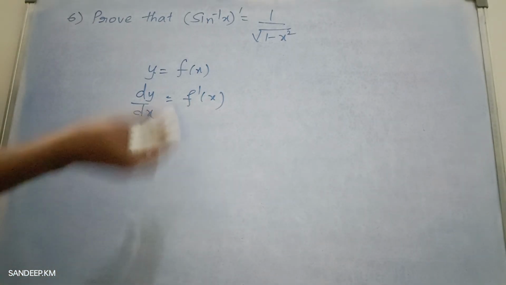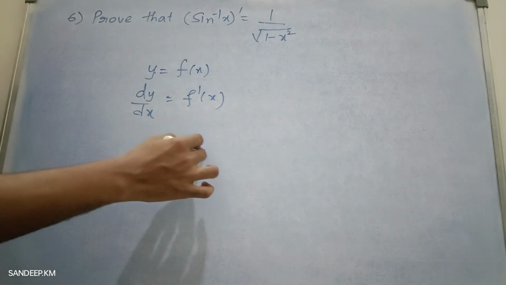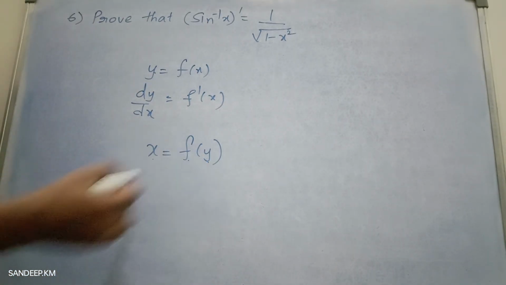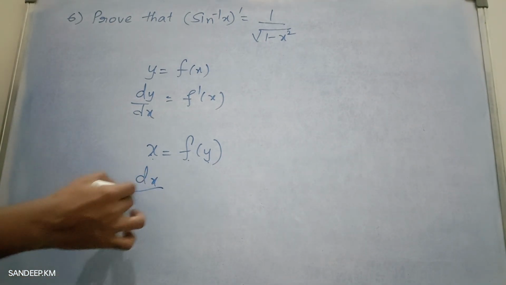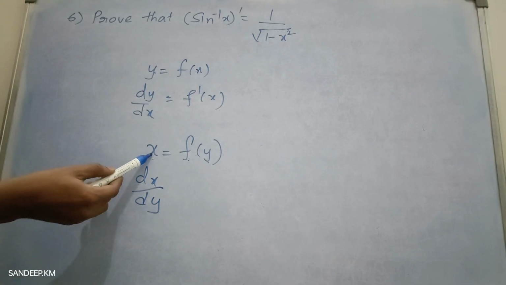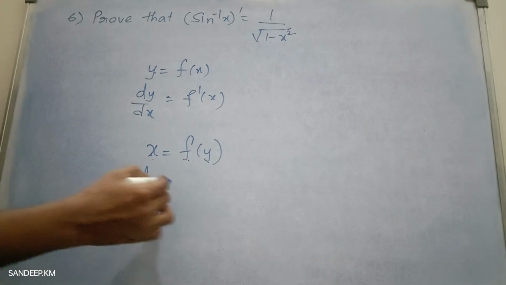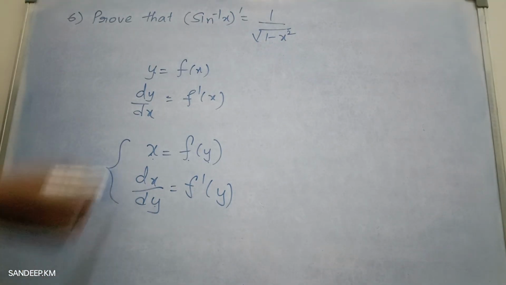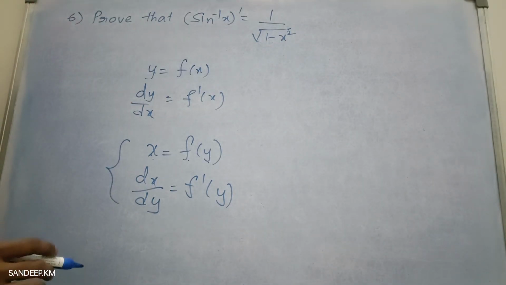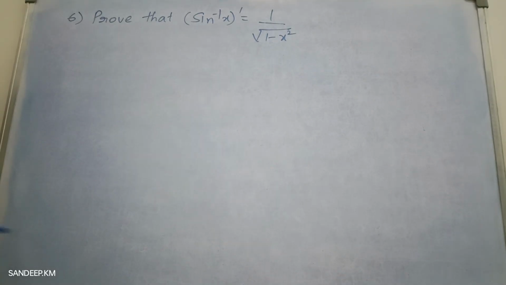Okay now, and what if x is dependent on y? If x is a function of y, then we can find dx by dy, which means the derivative of x with respect to y, and that will be equal to f dash of y. So remember this before we start proving sin inverse x derivative. Okay now, so fine, let us start doing sin inverse x derivative.